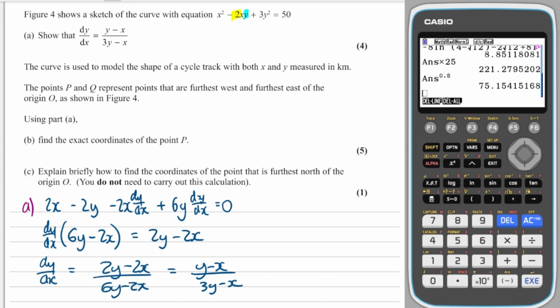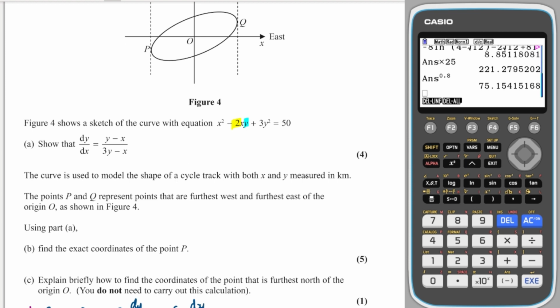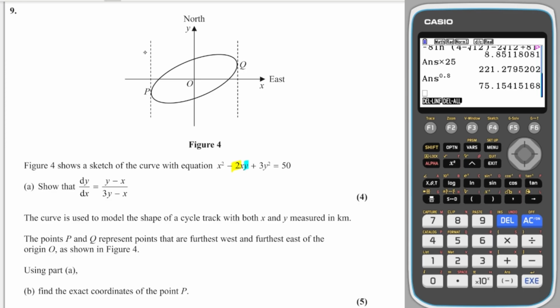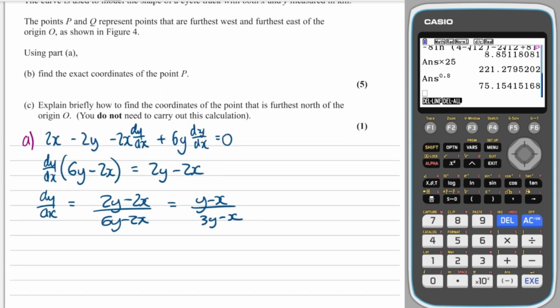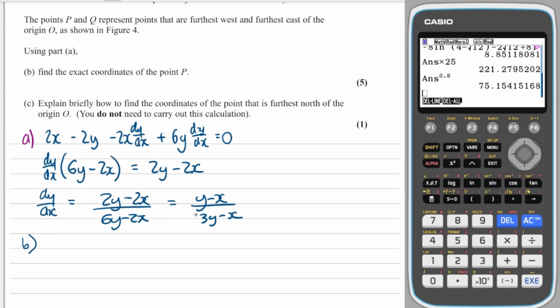Now it says that the curve is modelled by the shape of the cycle track, and so on. P and Q are the furthest west and east. It says using part A, find the exact coordinates of point P. Now point P has a vertical tangent, which means the gradient there is infinite. The way we find that is by taking the derivative's denominator and setting it equal to 0. So at that point, 3y minus x is equal to 0. So 3y is equal to x.